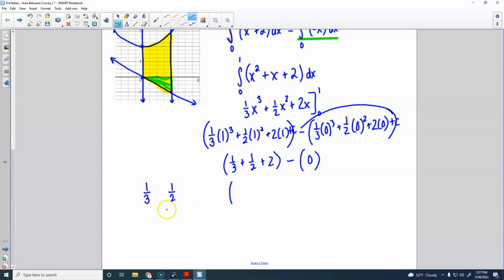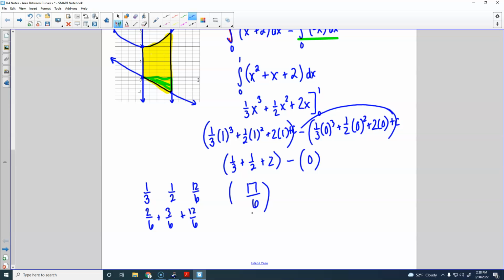So 1/2 minus 1/3 and 1/2 is 2/6 and 3/6, so 5/6. So let's go ahead and do our 2. So 2 would be 12/6. So we would get 17/6 for our answer here.